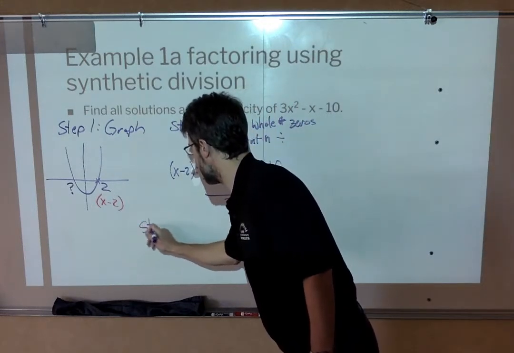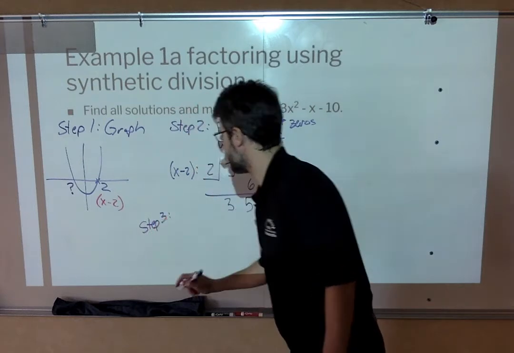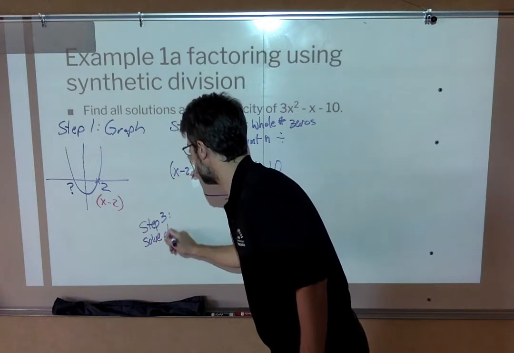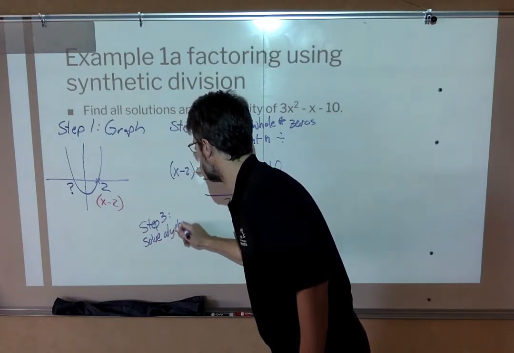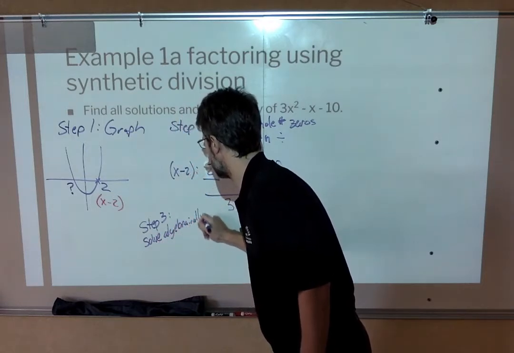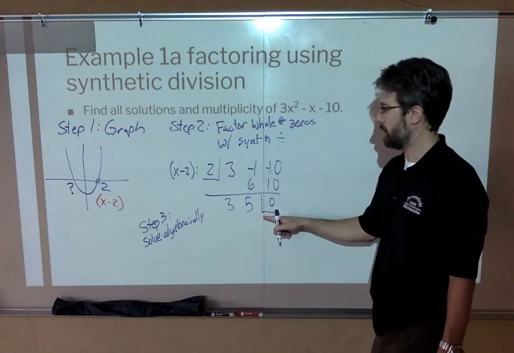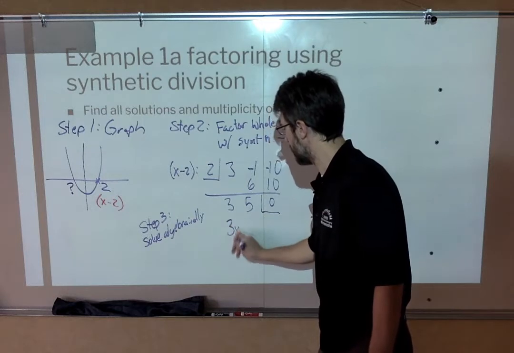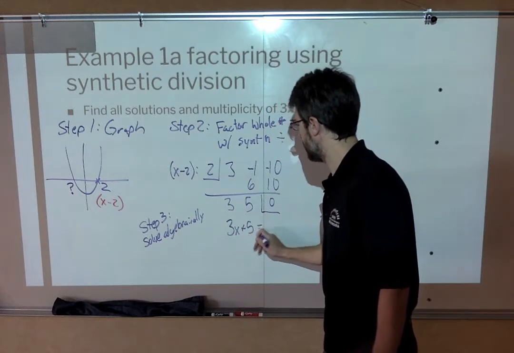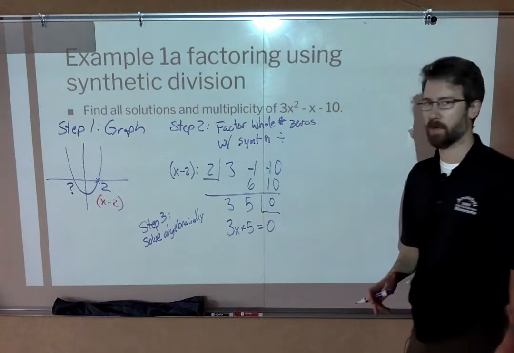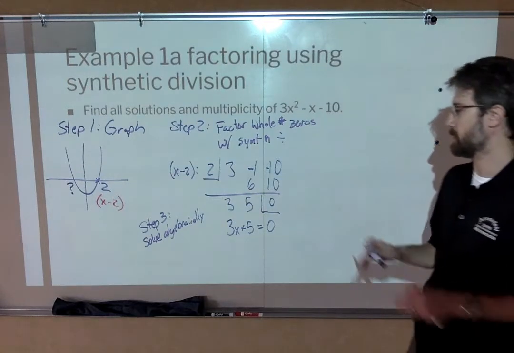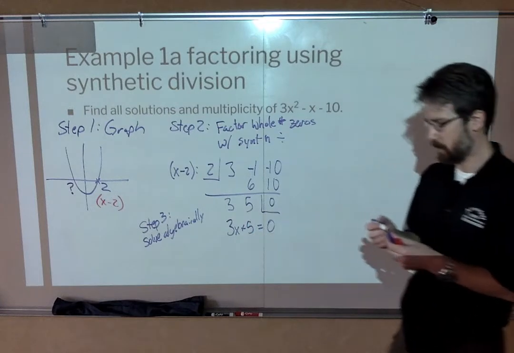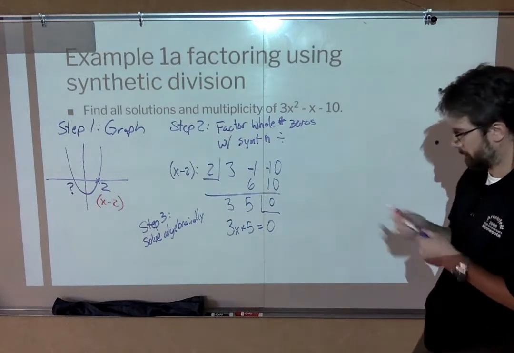Okay, so now that I've done that, step 3, we'll write that down here. Step 3 is to solve algebraically. So we're going to solve this. What's left here is a polynomial. It's 3x plus 5, and we're going to solve where it's equal to 0. So just like when we were doing synthetic division, these numbers represent the coefficients of a new polynomial, the depressed polynomial.